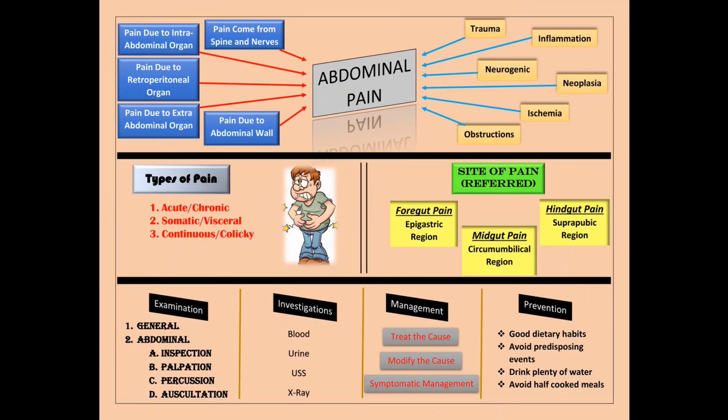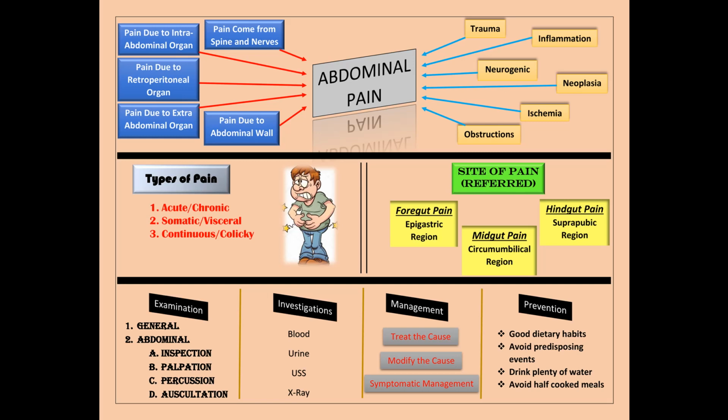Abdominal pain. Pain is an unpleasant sensory and emotional experience associated with actual or potential tissue damage. We can categorize pain according to the duration as acute pain and chronic pain. Acute pain is a pain which is of sudden onset and lasts for only a short period of time, and it is well localized, mostly due to somatic causes. And chronic pain is a persistent pain, which persists for more than 3 months, and it is poorly localized, most probably due to visceral organs.